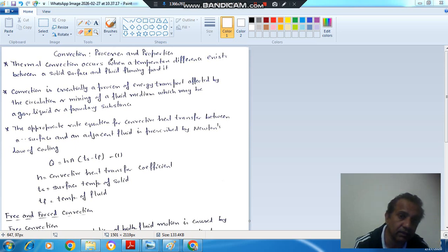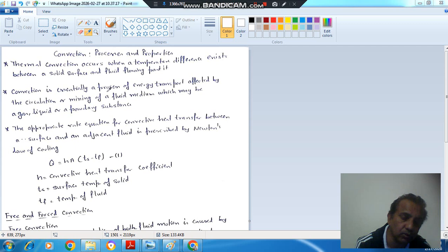Convection or thermal convection occurs due to the temperature difference between a solid and a fluid which is passing over it. So that is convection. In convection, the essential thing is circulation or mixing of fluid, which may be a gas, liquid, or solid substance. Circulation means when the fluid is cold, it comes in contact with the heated surface and gets heated.